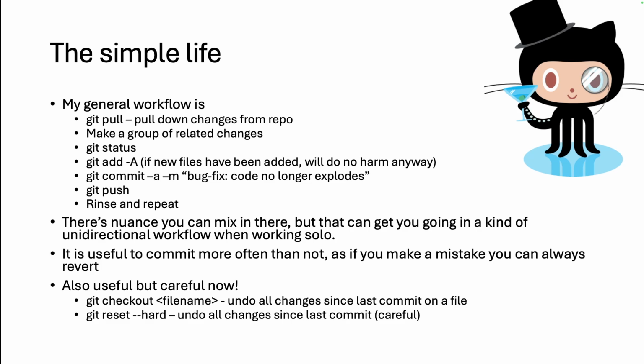Then I would commit with a message to say a bug fix, so the code no longer explodes, and git push. And that can get you a long way, especially on personal projects where there's no confusion about merging and things like that. So of course there's nuance you can mix in there, and something I've done in a command there might really annoy some people, if they're very much on the semantics of Git. But this has served me well.